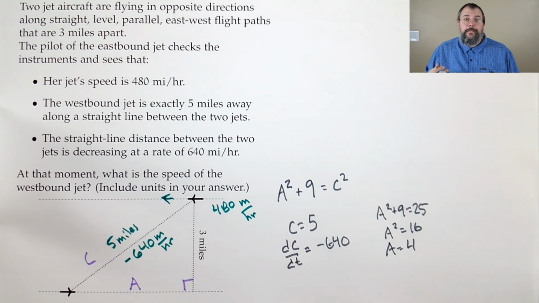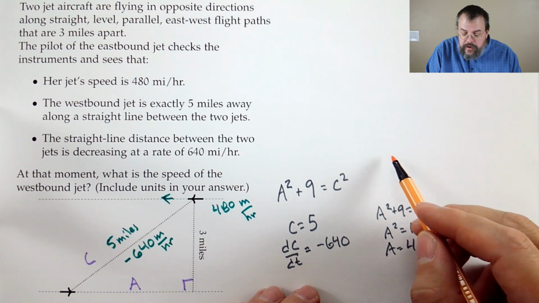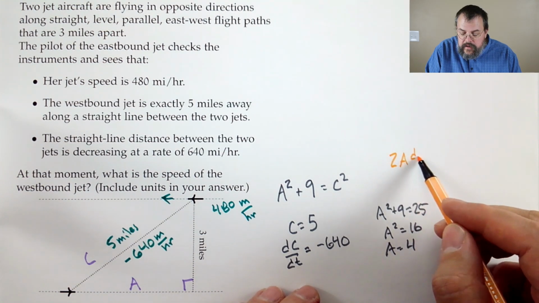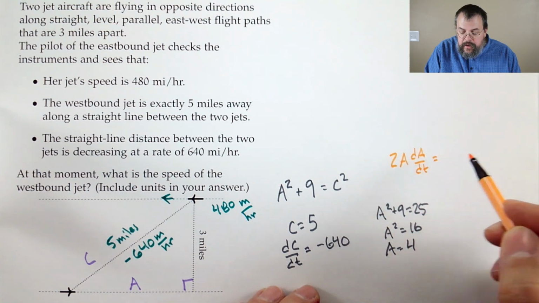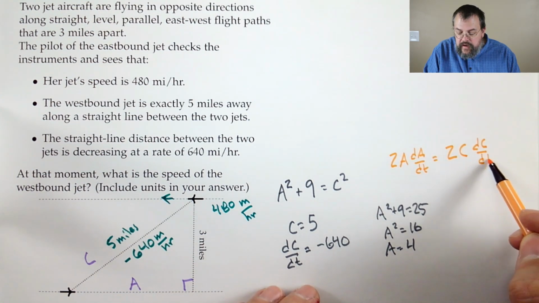So what can we find? Well, we can figure out what our dA/dt is. So now we take our derivative. We have our relationship. We've written down as much as we know. Now we're going to take our derivative and get a new relationship between the derivatives. So the derivative here, that would be 2A dA/dt is equal to 2C dC/dt.